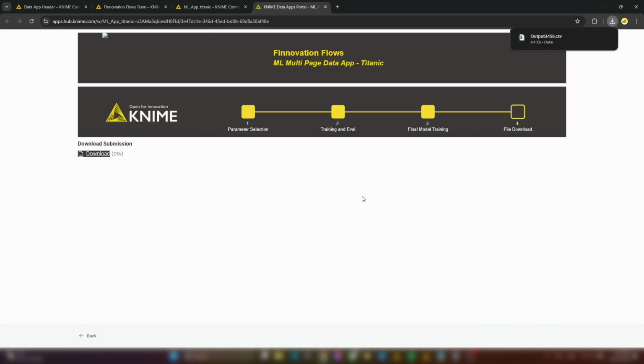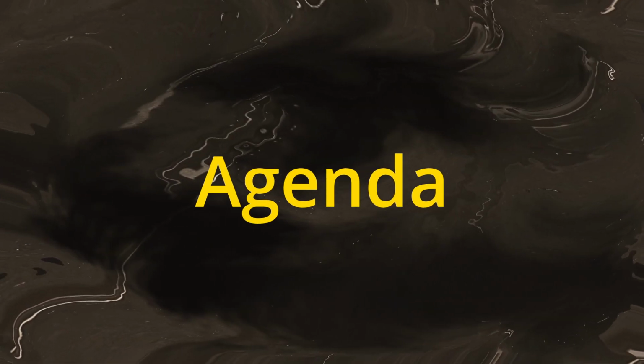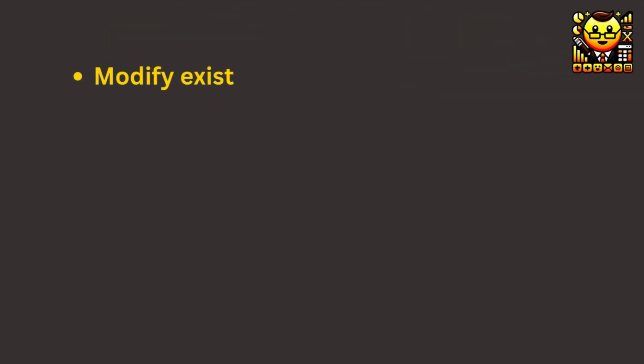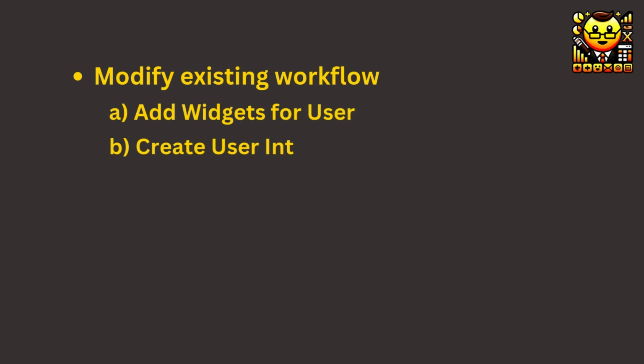And today I want to show you how you can actually build a data app and run it on the team plan. What I plan to do today is to take my machine learning algorithm or workflow from the last video, where I started tackling the Kaggle Titanic challenge, and to turn that into a multi-page data app that I then deploy onto the KNIME Hub.